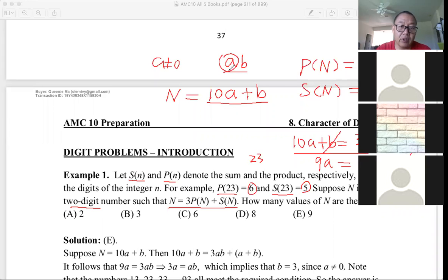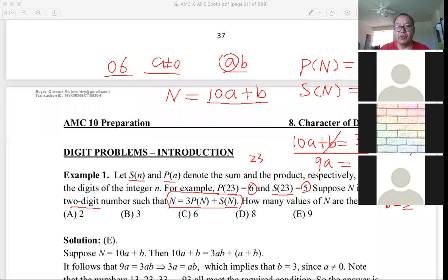If A equals 0, this number is not a 2-digit number. It would become a 1-digit number, right? Suppose A equals 0, like 06. This actually represents a 1-digit number, not a 2-digit number. If n is a 2-digit number, that means the 10th digit should not be 0. So A is not 0, and we can cancel out A. So we got B equals 3. That means if this equation is satisfied, the 1st digit of this number should be 3.